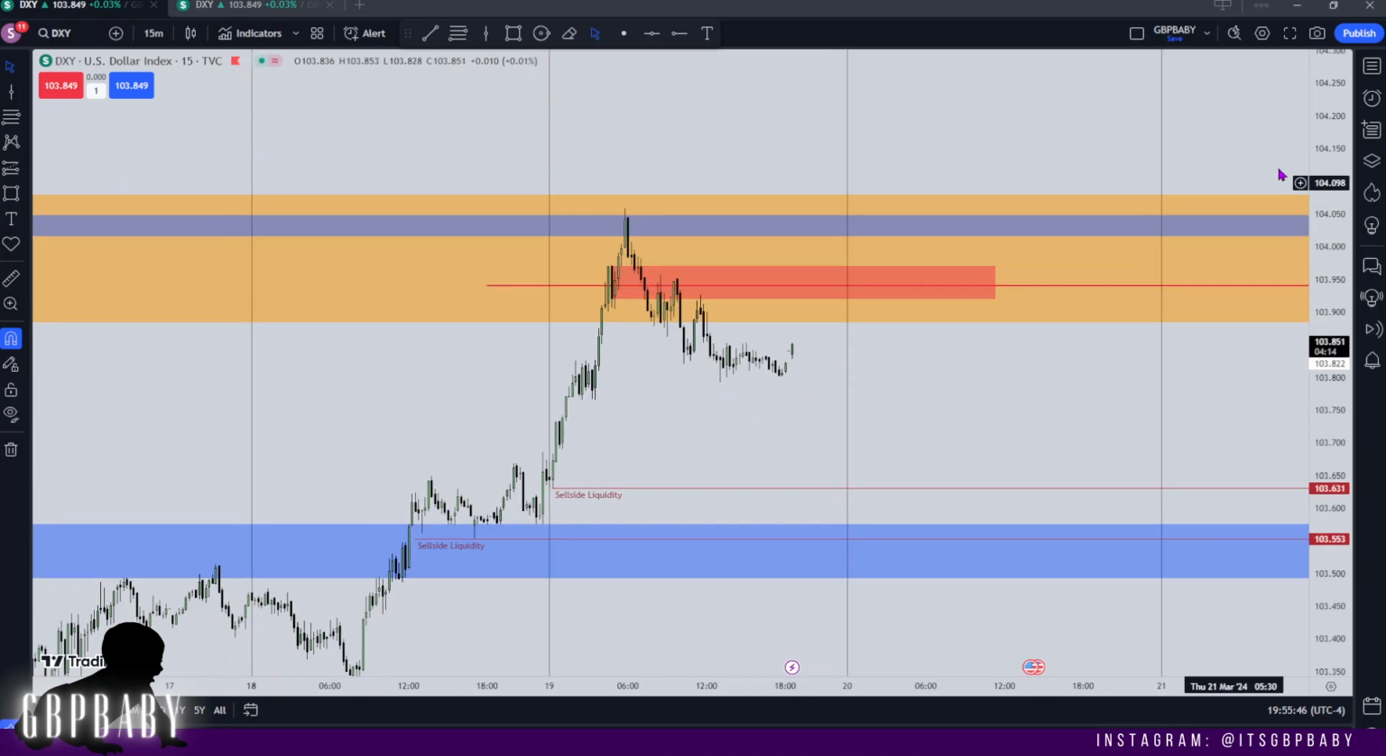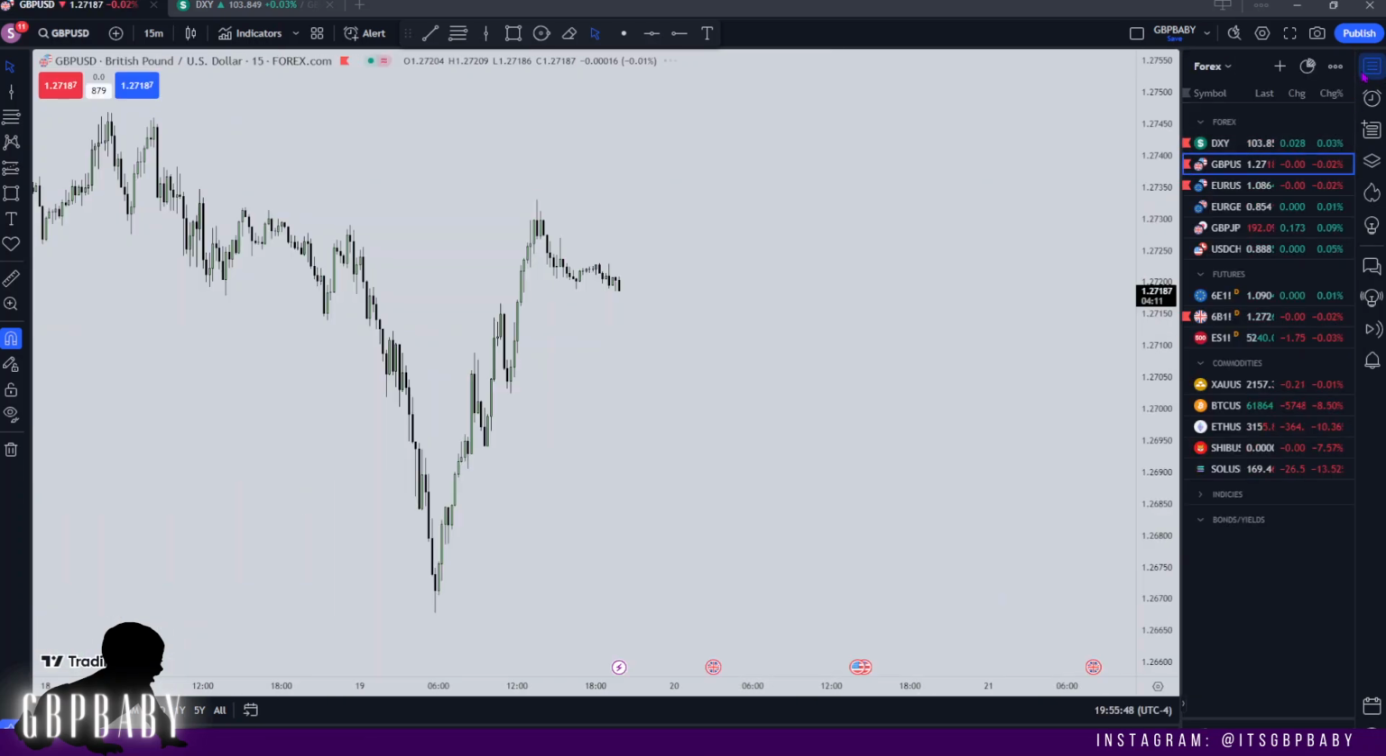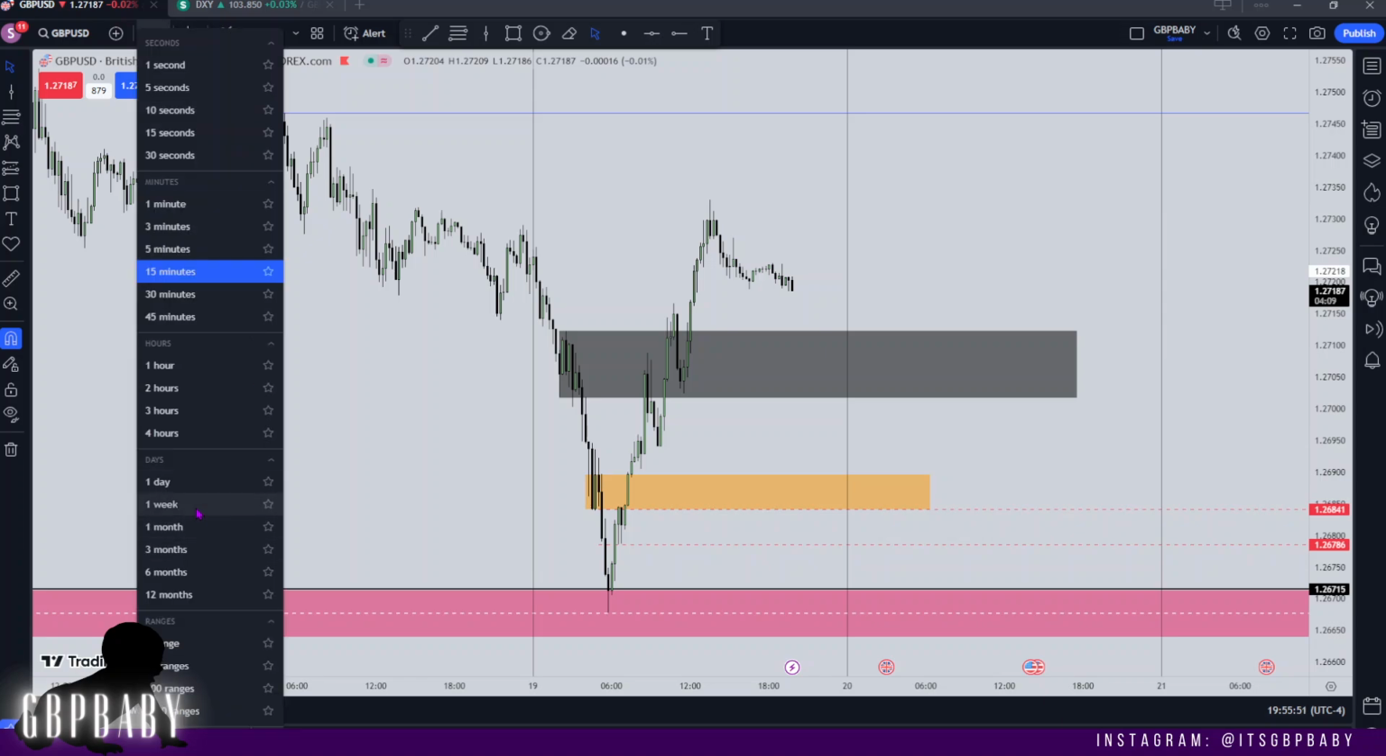Now let's head over to GBP USD. I'm going to start on the weekly here.